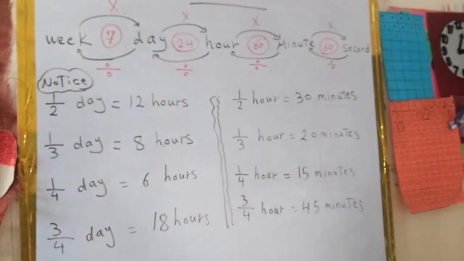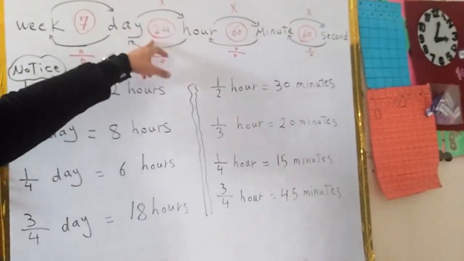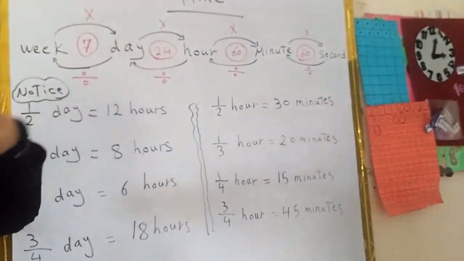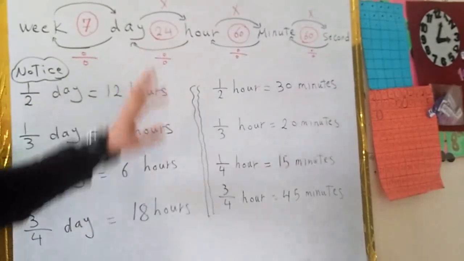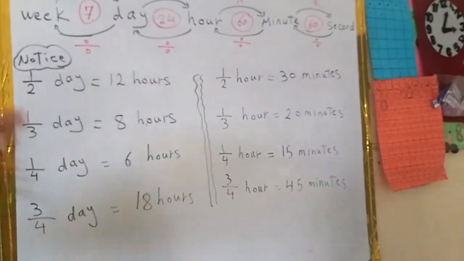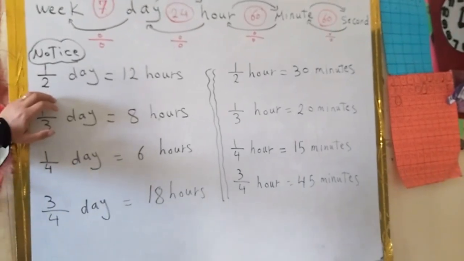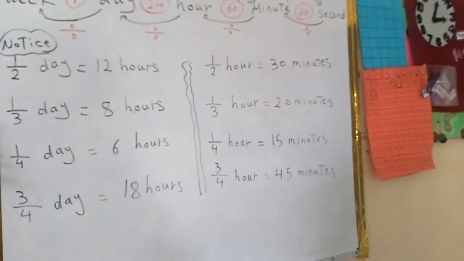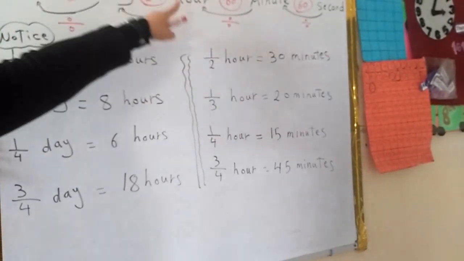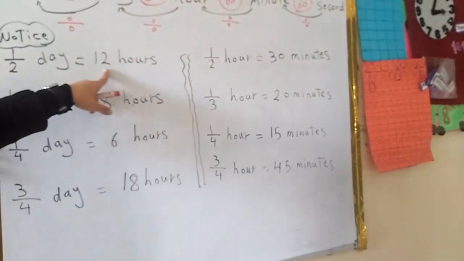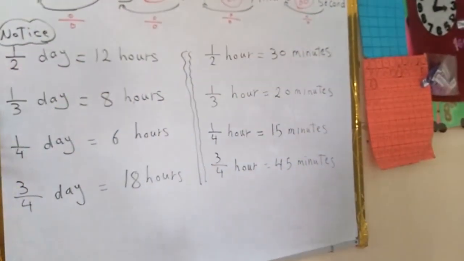Okay, so if I have 2 days, how many hours is that? 24 plus 24 equals 48, or 2 times 24 equals 48. Okay, we should notice that a half day equals 12 hours, because the day equals 24 hours, so a half day equals 12 hours. I divide 24 by 2, which equals 12.